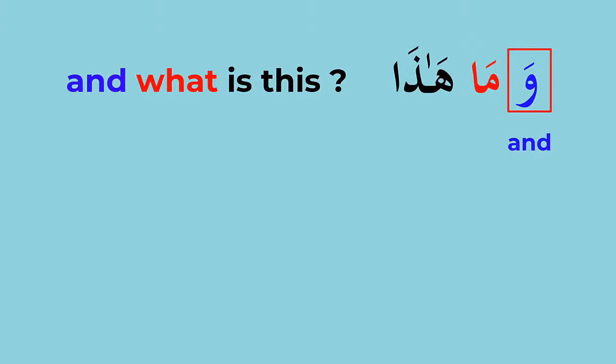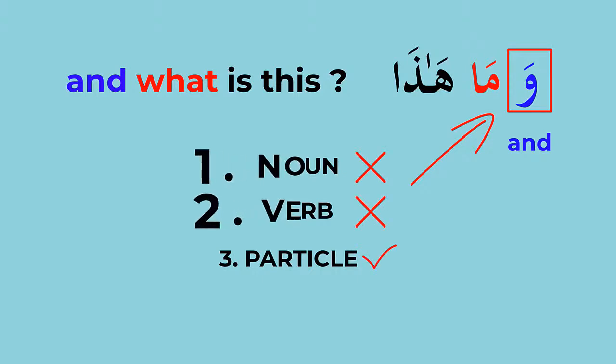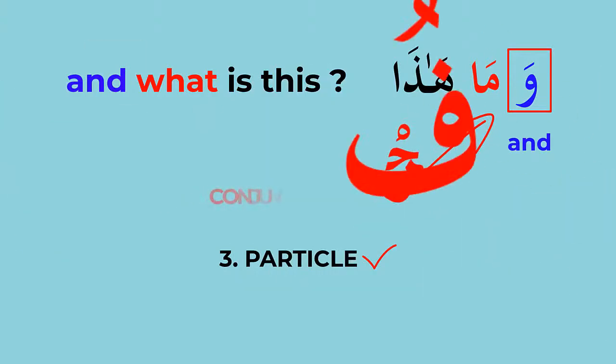Okay, you know that Arabic language, you can put it into 3 groups. So what is wa? Is it a noun? Is it a verb? What is it? What I didn't say was particle. So it's a particle. Are you with me? It is ataf. We call it harfu ataf.